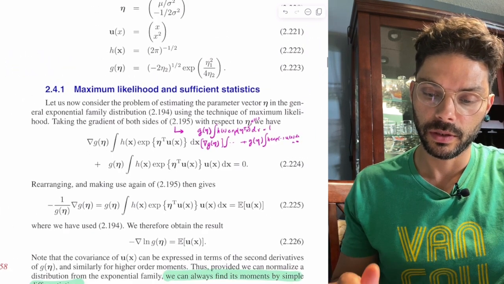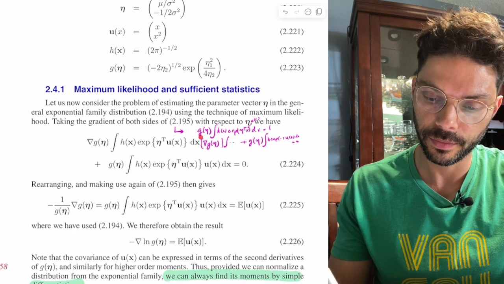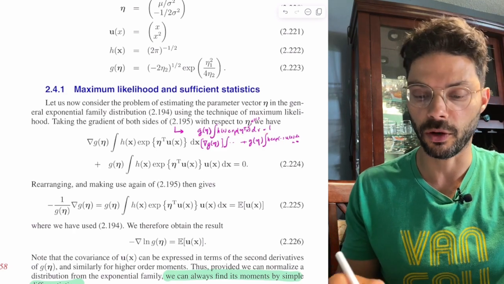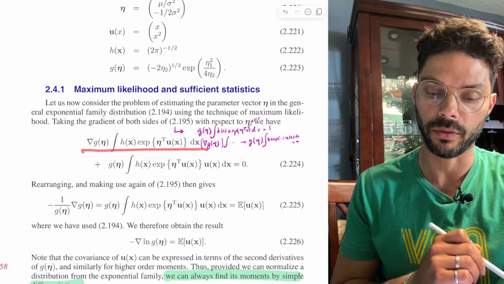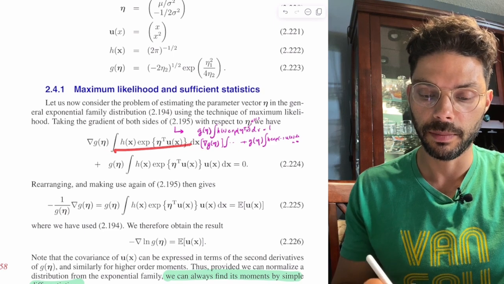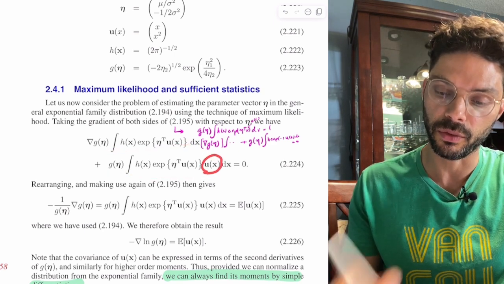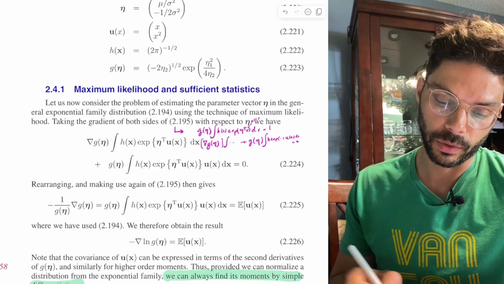So literally all you do is differentiate this condition, both sides of it, with respect to eta, and you get two terms. On the right-hand side, you get the 0. On the left-hand side, you get the gradient of g of eta multiplying this integral, plus g of eta times that integral, except now you've got this u of x inside. Okay, and then we're just going to rearrange this.